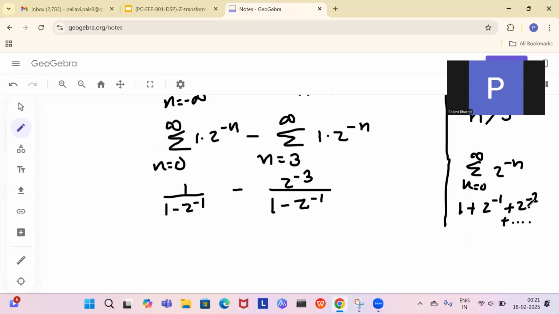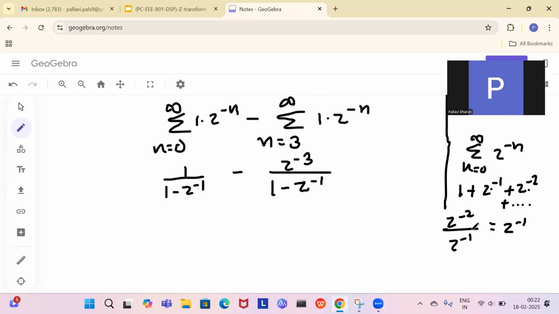If you divide the third term by the second term, z to the power minus 2 by z to the power minus 1, the answer will be z to the power minus 1. For any two consecutive terms, if you divide the second by the first, it is again z to the power minus 1. Similarly, the other sequence is again z to the power minus n, but from 3 to infinity.